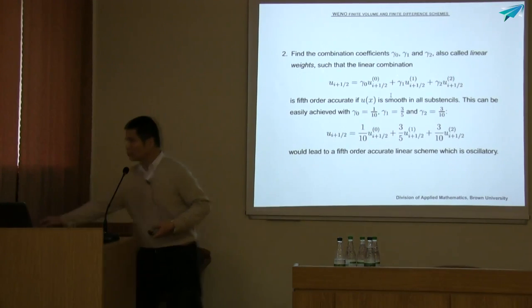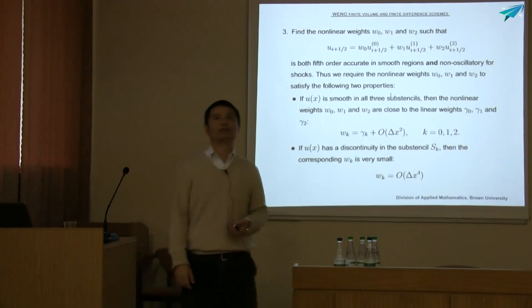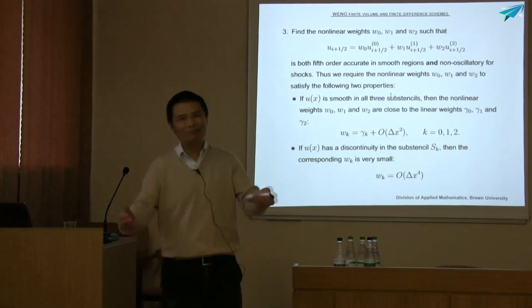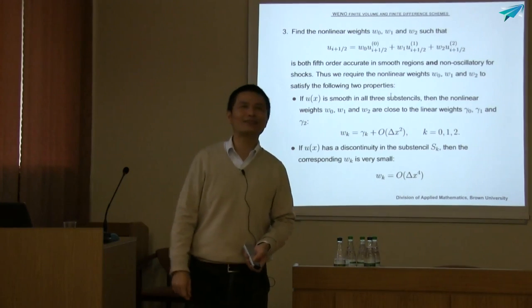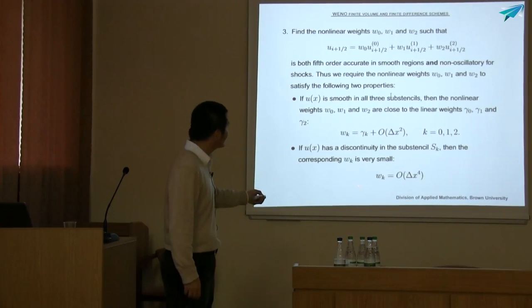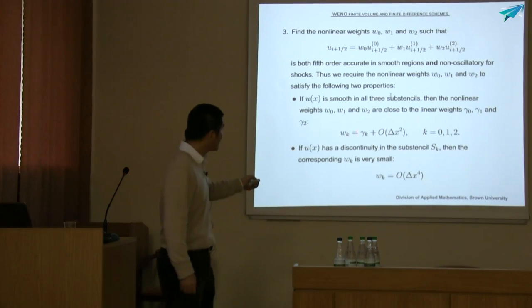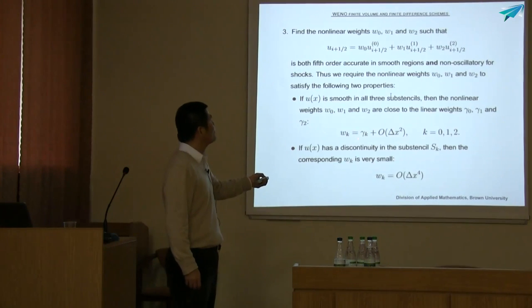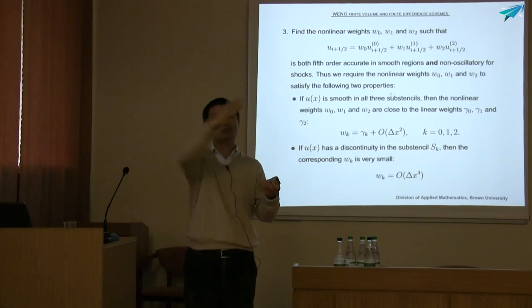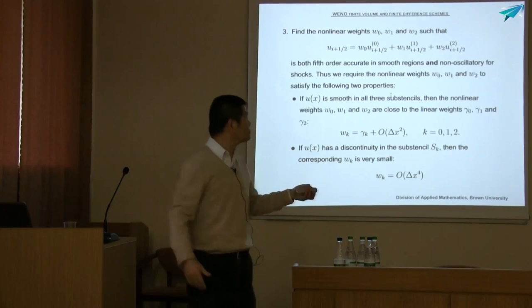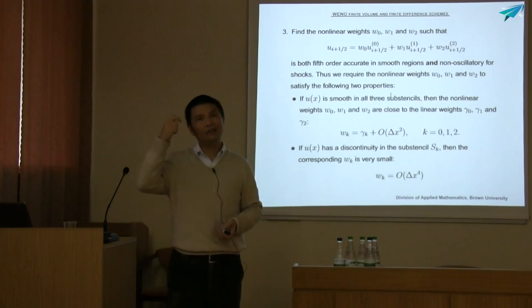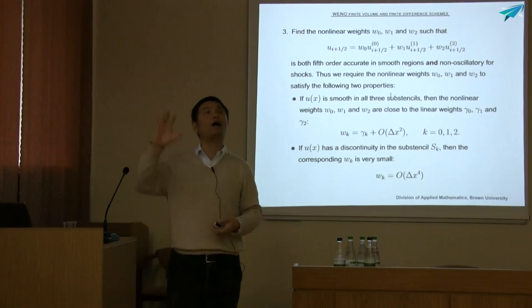So that's how you go to the next stage, which is called nonlinear weights. Nonlinear weights are usually denoted by w0, w1, w2, or maybe omega, depending on when you type LaTeX, whether you use omega or w. But these three numbers are chosen in the following way. This is basically my requirement on these omegas. I would want omega k to be roughly equal to gamma k if all three stencils are smooth. If my function is smooth in all three substencils, then I would require omega k to be very close to gamma k. This is for accuracy considerations, right? Because if I use gamma k, I get fifth order. If I use omega k, I also want to get fifth order.